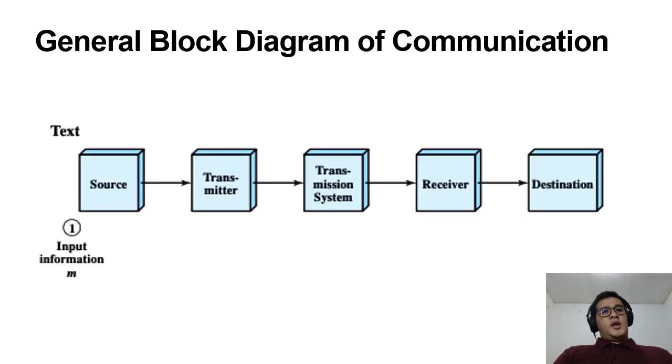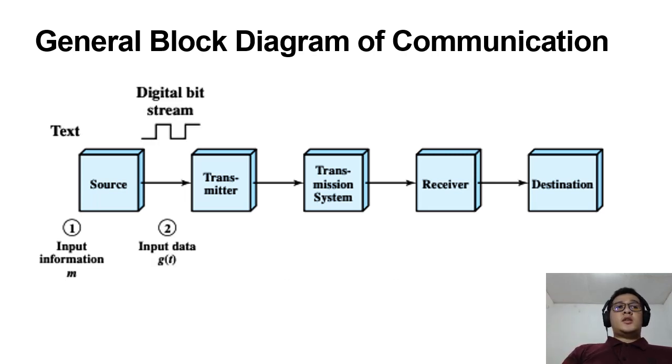Okay. So what happened in the general block diagram of communication? We will break it down. For the first time, we get input information. The source will be text, and the text will be transformed into a digital bit stream. The source will send the data and transform it to the transmitter. So the digital bit stream that was converted from the text will be the input of the transmitter.